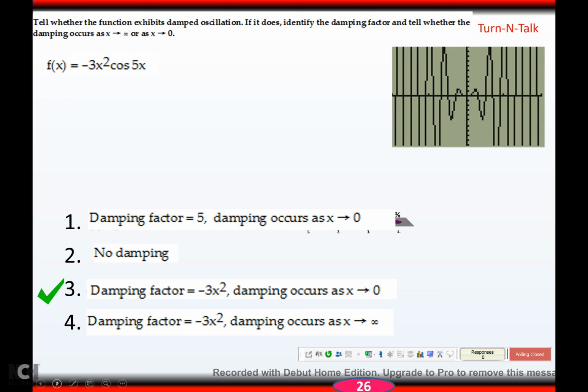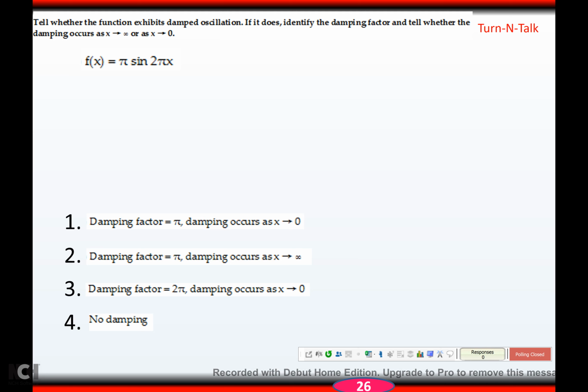If you did not, let's look at the graph. And again, same window, I didn't change it. You can see the waves are big, it's squeezing here in the middle, so yes, damping does occur. And that means the damping factor is the function being multiplied by the trig function. And it's happening right here as x approaches 0. Okay, try this one. Hit pause, come back when you're ready.